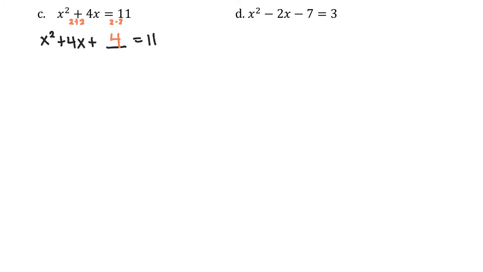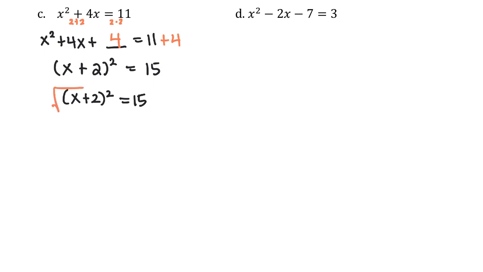If I add 4 to the left side, I need to add it to the right side. Let's go ahead and factor this into a binomial square. X, this is 2 times 2 is 4, and it's positive because 2 plus 2 is positive 4x. 11 plus 4 is 15. Okay, now that I have the problem that looks like this, I can solve using square root, which you guys are pretty good at this point.